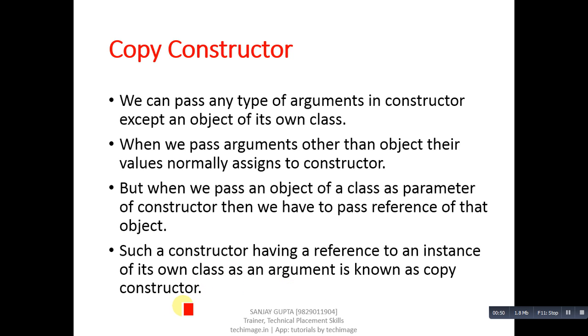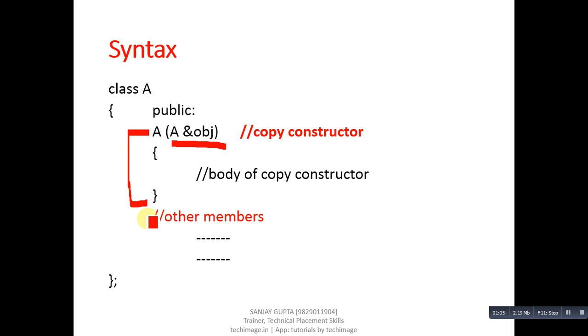known as copy constructor. So friends, in short, we can say that we can pass an object in a constructor, and the constructor which is receiving an object will be known as copy constructor. Now we have to understand how we can implement copy constructor. You can see this syntax here. A is implemented as a copy constructor, and this is receiving a reference of class A, and inside this body we can define instructions related to this copy constructor.